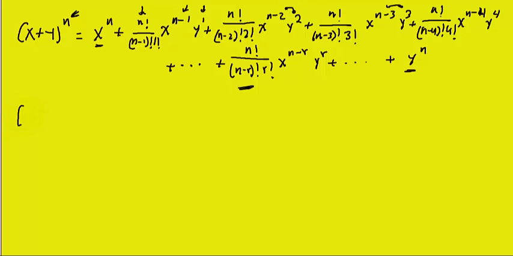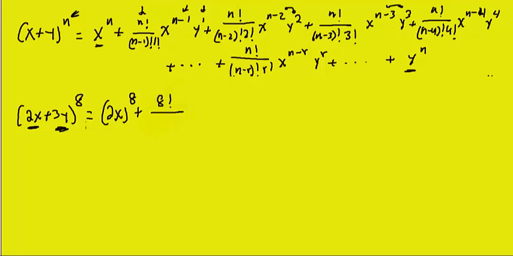Let me do a couple of examples. Let's say we want to expand (2x + 3y) to the 8th power. In this problem, I'm going to have (2x)^8 plus, and let's write this in factorial notation. I'm going to get 8 factorial over 1 factorial times 7 factorial. So x is to the 7th, and y is not x. Got to be careful: this is not x, this is really 2x, and I got to put that in parentheses. And then (3y) will be to the first power.